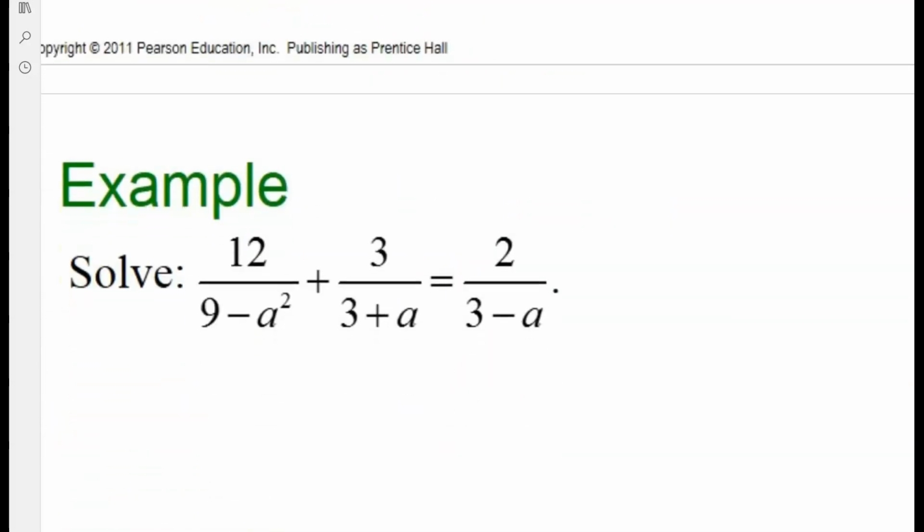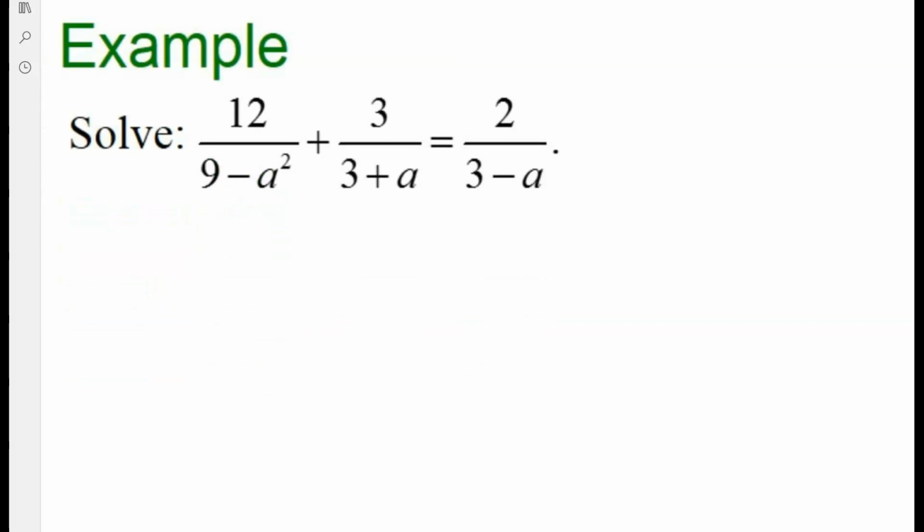Okay, just one more. So in this problem, I see a 9 minus a squared. I can group those and I can make that a factor, but I want to make sure it's factored all the way. Do you notice anything about 9 and a squared and the fact that they're subtracted?